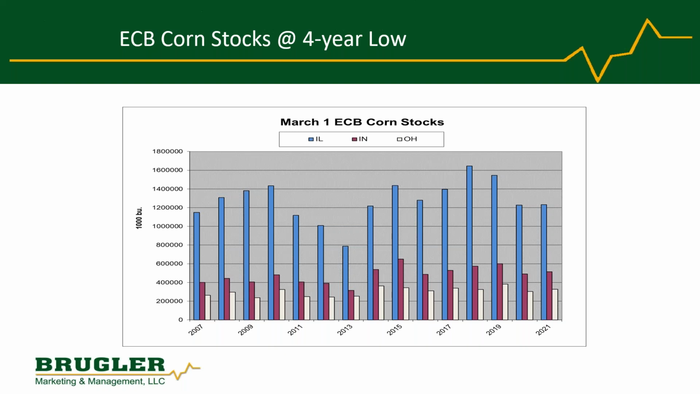So basis is firmer in the Eastern Corn Belt. It's not as dramatic as it is in the West because it's always fairly strong in the Eastern Corn Belt. There are multiple places for that corn to go. Next slide.